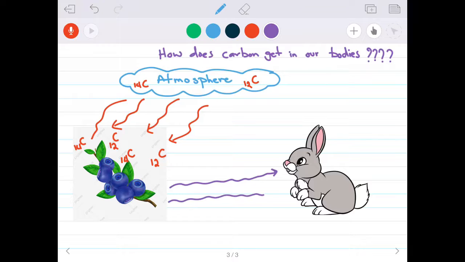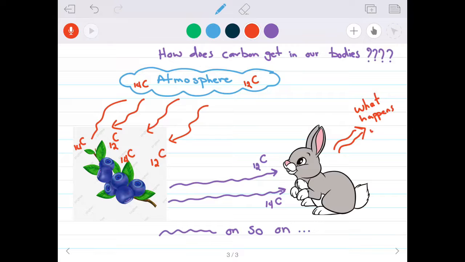So I have carbon 14 and carbon 12, and then they go into the plant because plants use carbon to photosynthesize. They need it in the form of carbon dioxide. Then when an animal eats the plant, it goes into its body, so carbon 12 and carbon 14 go to the animal itself. But the question is, what happens to the carbon when the organism dies? That's the actual question that you need to be thinking about. What happens to the carbon inside the organism when it dies?